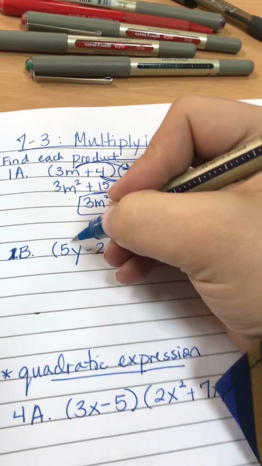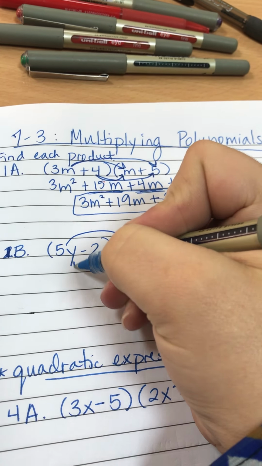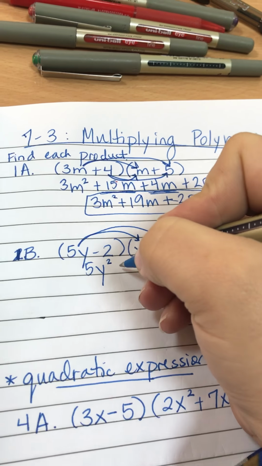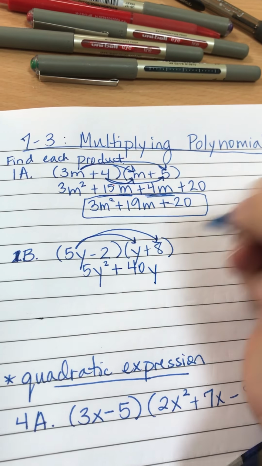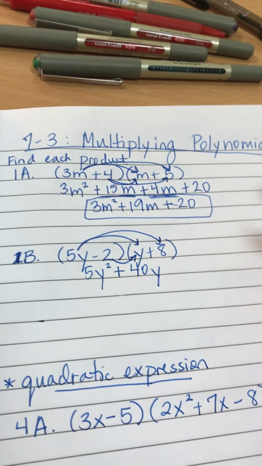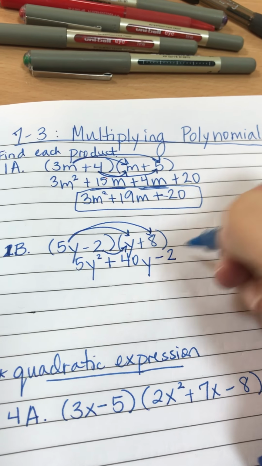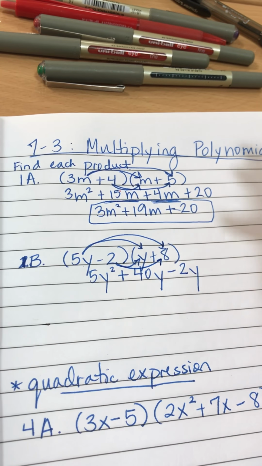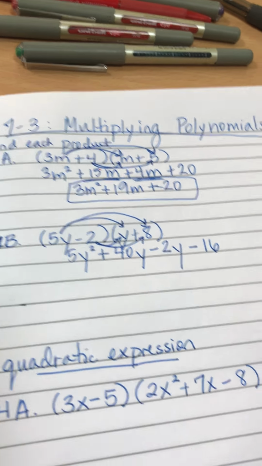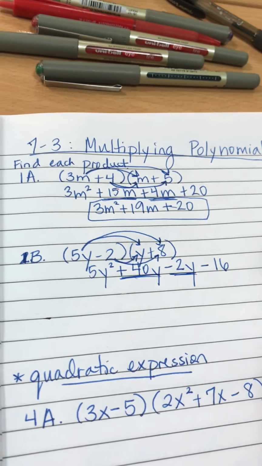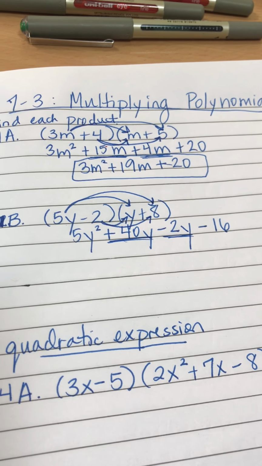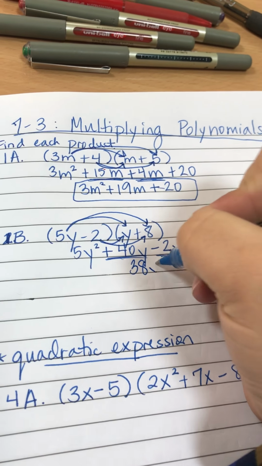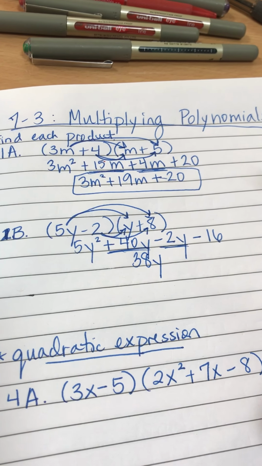Okay, here, same thing. 5y multiplied by y. 5y multiplied by 8. Then I have negative 2 multiplied by y. And negative 2 multiplied by 8. So this will give me negative 16 at the end. Usually the middle 2 are the ones that will combine. So we're going to combine positive 40 and negative 2. So 40 minus 2 gives me 38, or 40 plus negative 2 gives me 38y.